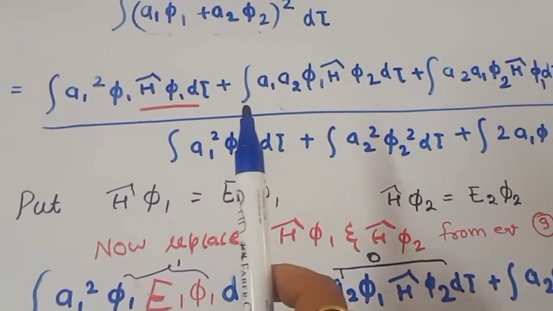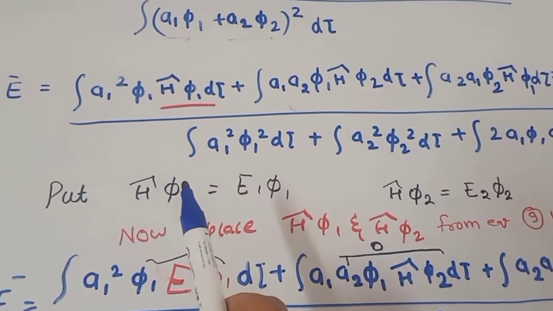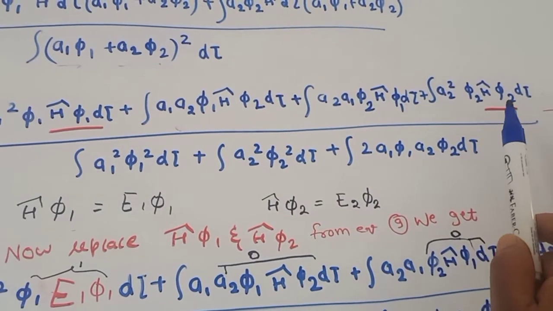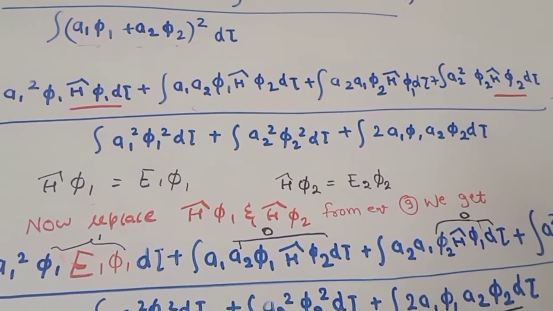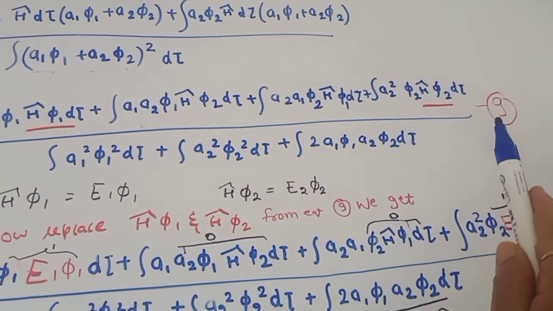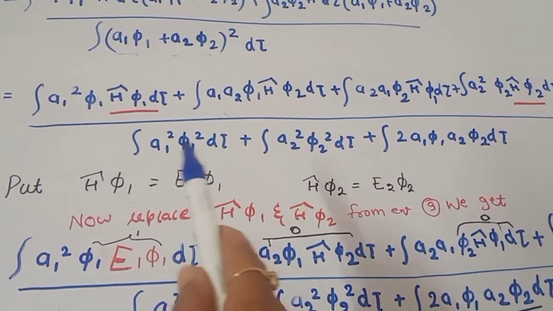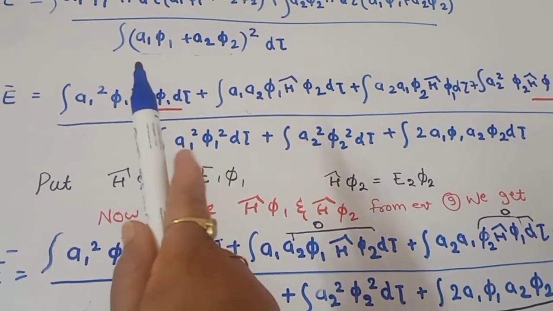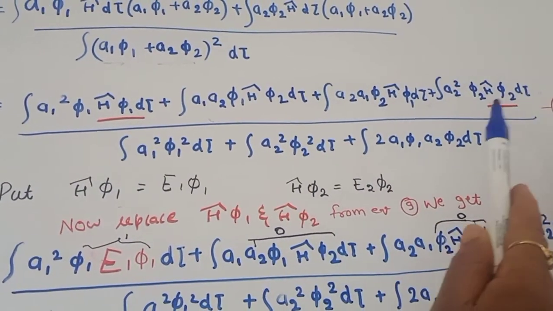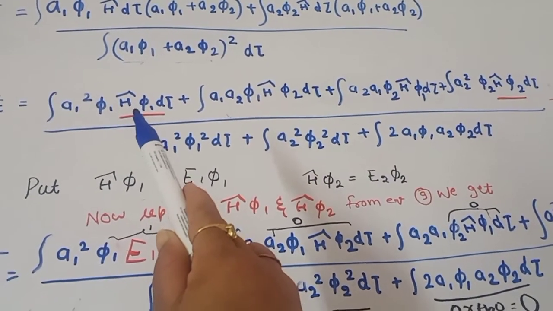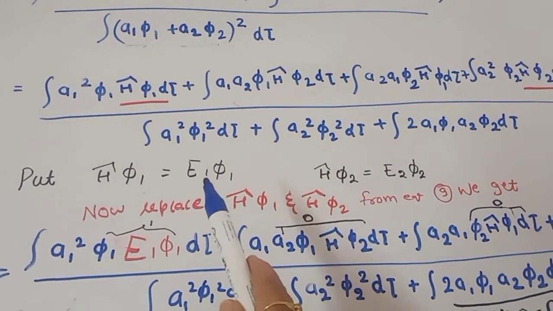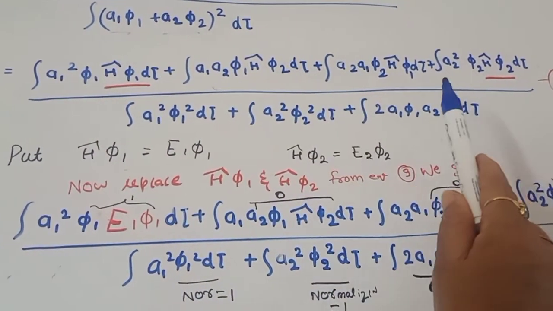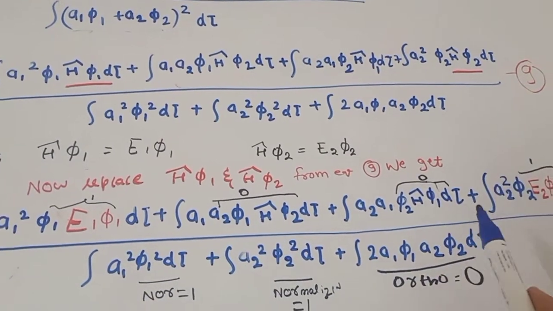Now we have to replace h caps phi 1 with E1 phi 1 and h caps phi 2 with E2 phi 2. We have to replace these terms from our equation number 9. As we know, this is a type of Hamiltonian equation, so these terms are equal to each other. See, these are the four terms, 1, 2, 3, 4, but we have to replace only two terms. The first term, h caps phi 1, will change to E1 phi 1. Similarly, h caps phi 2 will change to E2 phi 2.